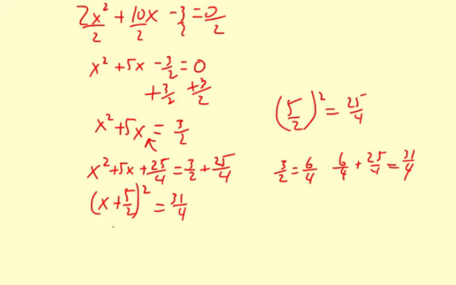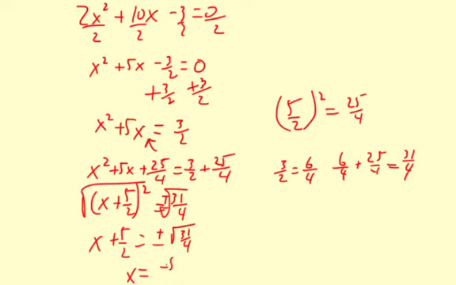Now I'm going to take the square root of both sides, plus or minus there. So x plus 5 halves equals plus or minus the square root of 31 fourths. Next step, subtract 5 halves from both sides. So x equals negative 5 halves plus or minus square root of 31 fourths. And the square root is for the whole thing.